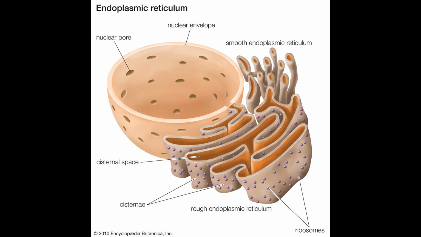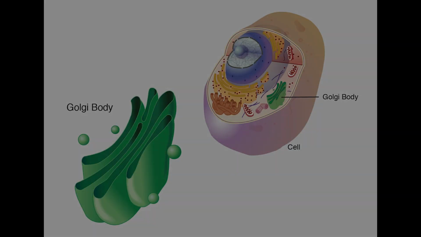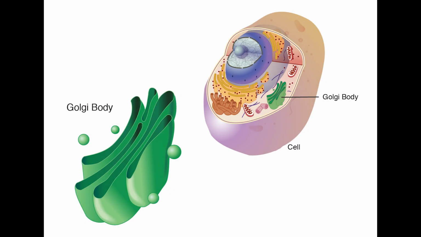Rough endoplasmic reticulum: synthesize, modify, and transport proteins. Golgi body. Location: plant and animal cells. Structure: an organelle made of flattened sacs called cisternae. Function: involved in collecting, packaging, and transporting molecules.